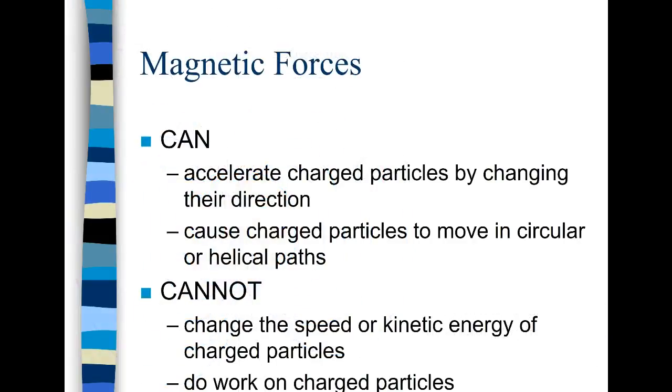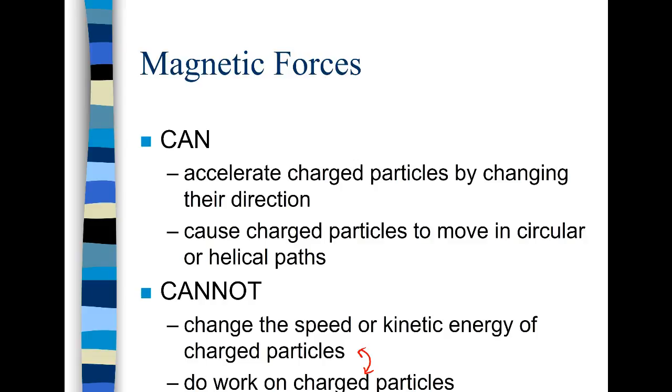Okay, so let's recap what magnetic forces can and cannot do before we talk about how to calculate them. Magnetic forces can accelerate charged particles by changing their direction. They can also cause charged particles to move in circular or helical paths. Magnetic forces cannot change the speed or kinetic energy, and they also cannot do work. So these two things go together.